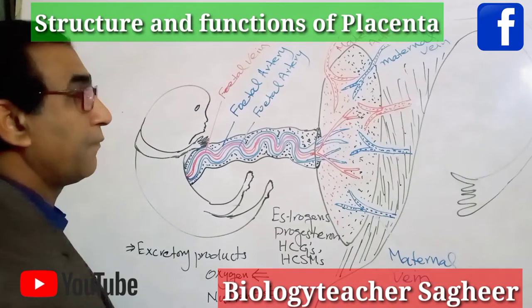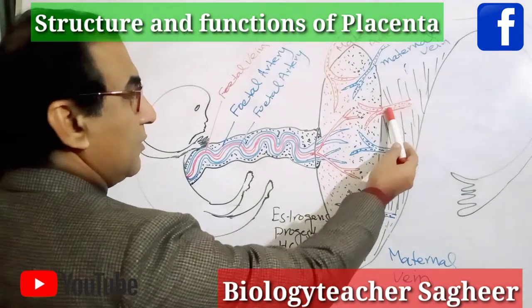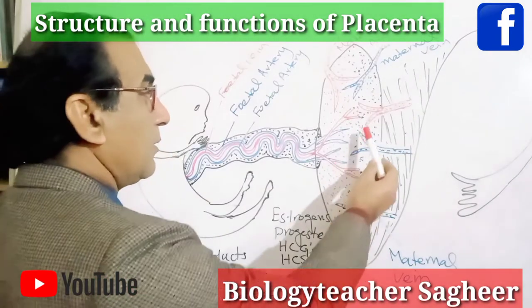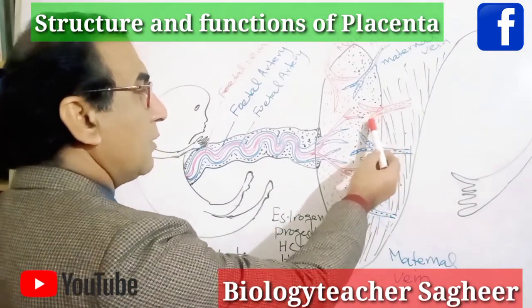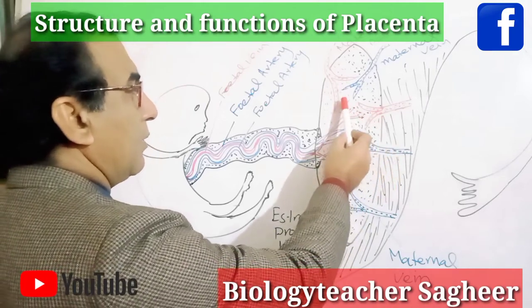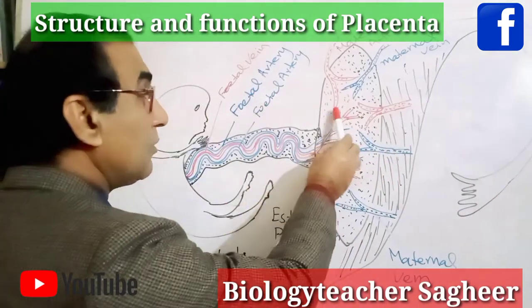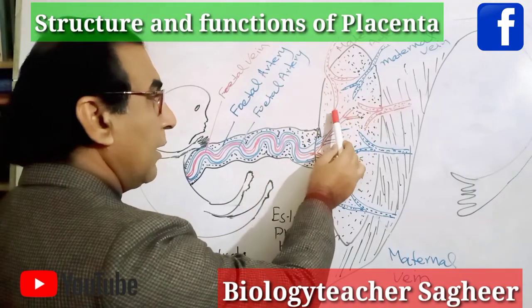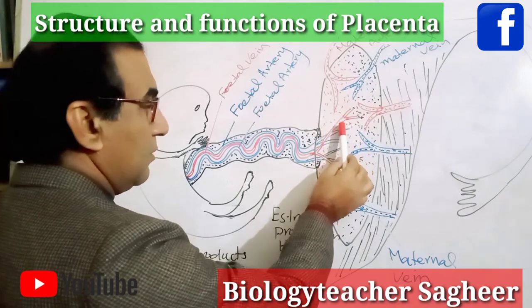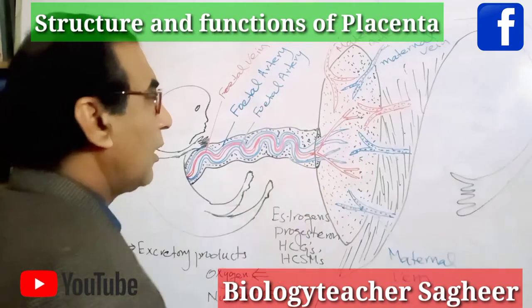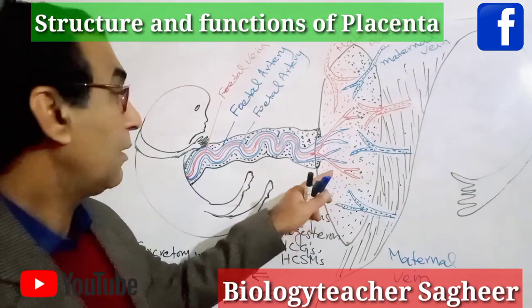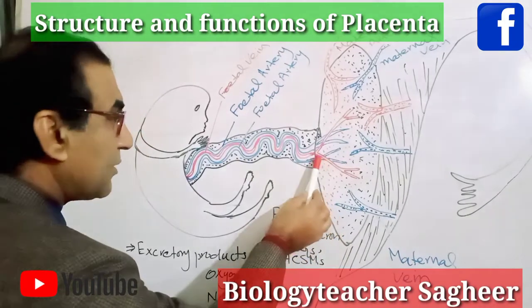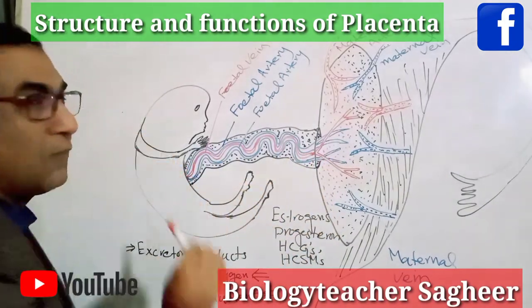The arteries bring materials like oxygen and nutrients, and this oxygenated blood brings the oxygen here, and from here the oxygen gets into the vein, which brings the blood into what? The fetal circulation.